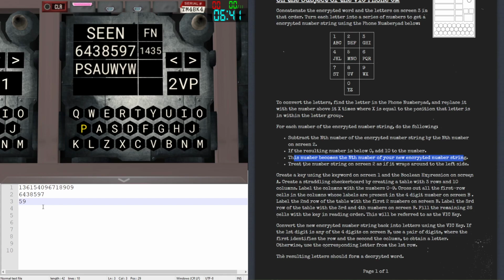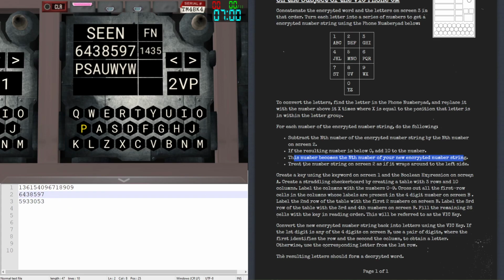6 minus 3 is 3. 1 minus 8 is negative 7, plus 10 is 3. 5 minus 5 is 0. 4 minus 9 is negative 5, plus 10 is 5. 0 minus 7 is negative 7, plus 10 is 3.